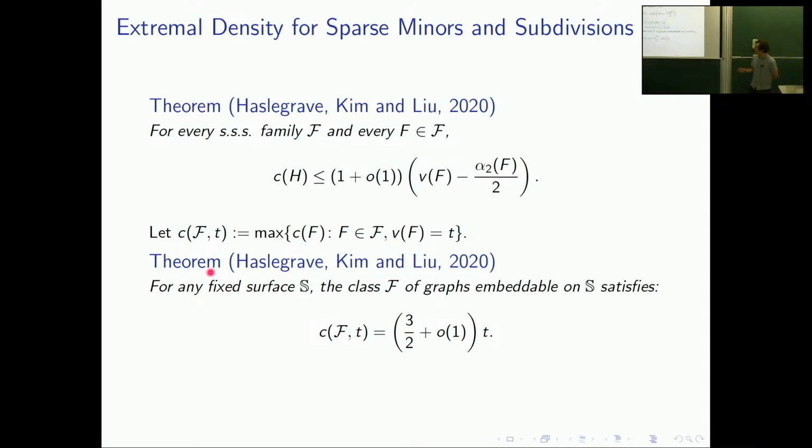then they get this nice result for any fixed surface. If you consider the class of graphs embeddable on that surface, then the maximum value that this extremal function will take is about 3t on 2. And yeah, this is tight.